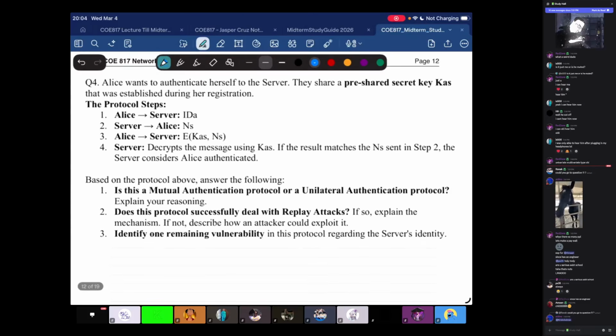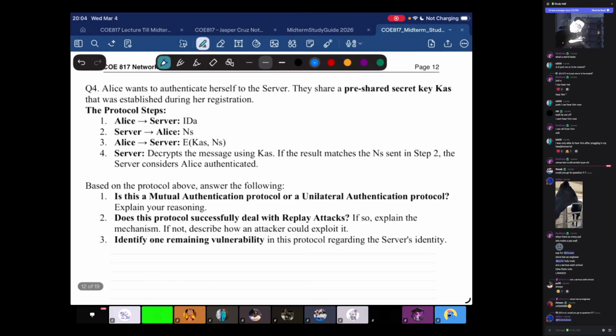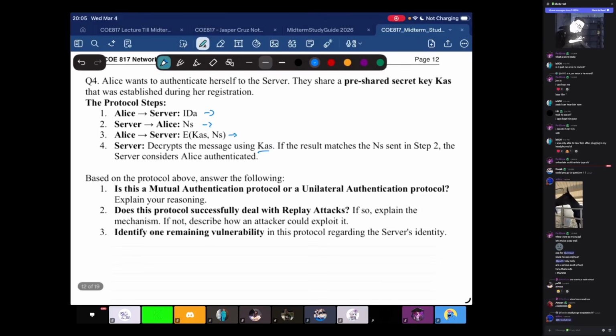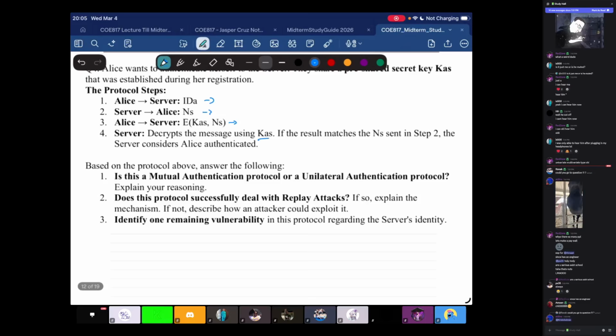Okay. So question 4. Alice wants to authenticate herself to a server. They share a pre-shared key KAS that is established during her registration. The protocol steps are: Alice sends ID, Alice sends nonce, server sends nonce. Alice sends the encrypted value of the shared key that they have and the nonce value that the server sent to Alice. And server decrypts the message using KAS. If the results match the NS in step 2, the server considers Alice authenticated. Based on the protocol above, answer the following.